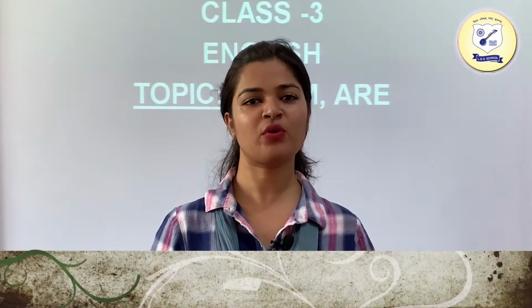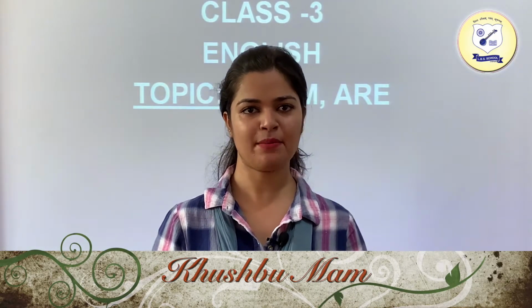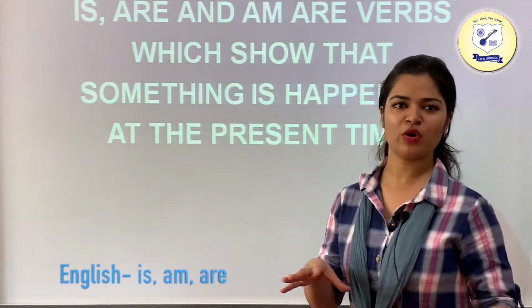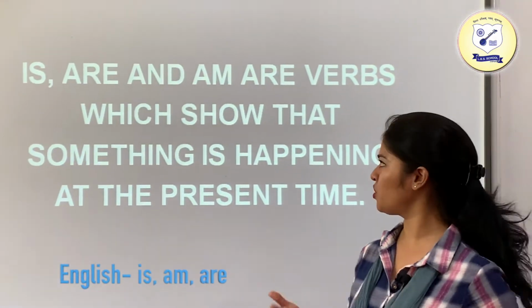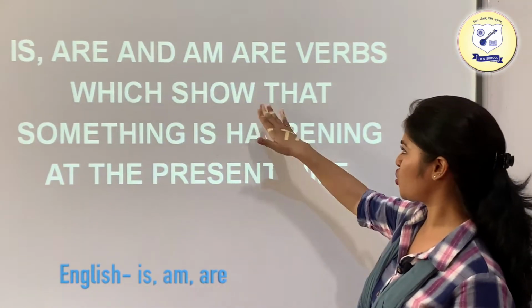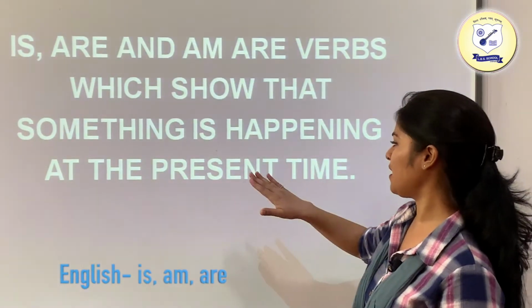Hello everyone, so now we are going to start our next topic, which is am, is, are of class 3rd. Now we will learn about the uses of is, am, are, where we should use them. So is, are and am are the verbs which show that something is happening at the present time.